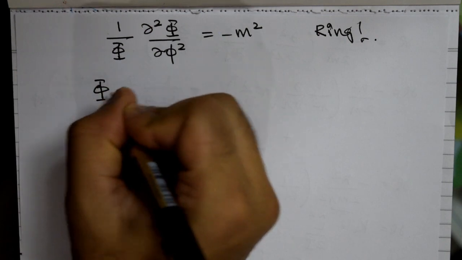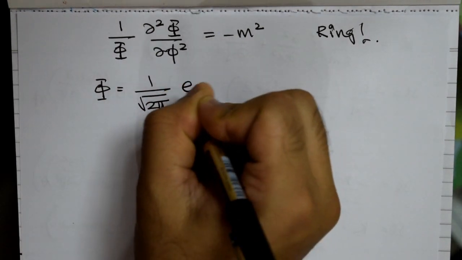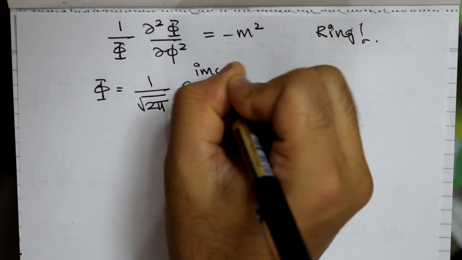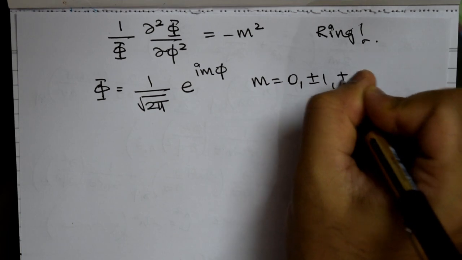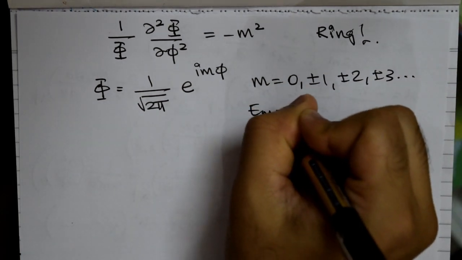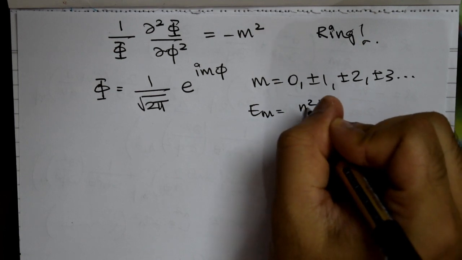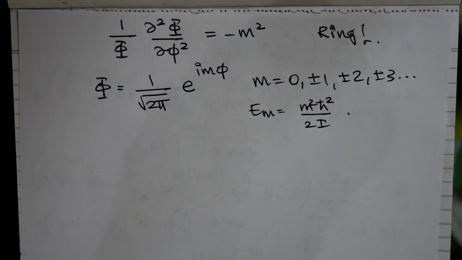Capital phi will now be given by 1 by square root of 2 pi e power i m phi, where m can take the value of 0, plus minus 1, plus minus 2, plus minus 3, and so on, where the energy E m will be given by m square h cross square by 2 I. This we have seen before, so I'm not taking time to deduce it.